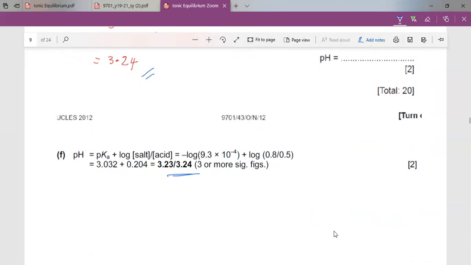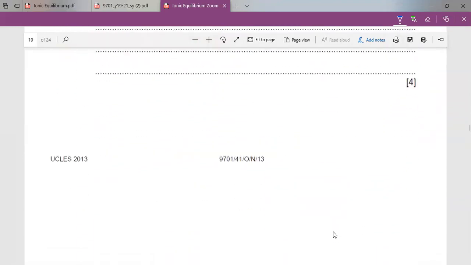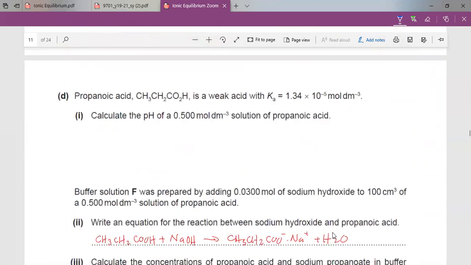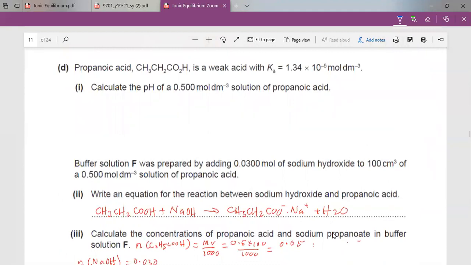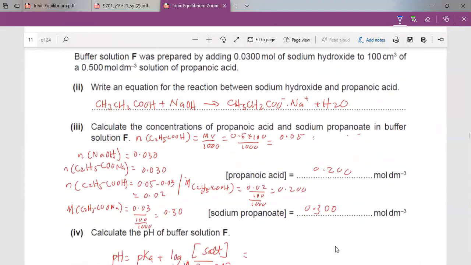Now we should do 2 more, 3 more, page 11. I'll try to finish in 15 more minutes. Another one, also with a carboxylic acid, propanoic acid now. It's a weak acid, and Ka is given. Same thing here.